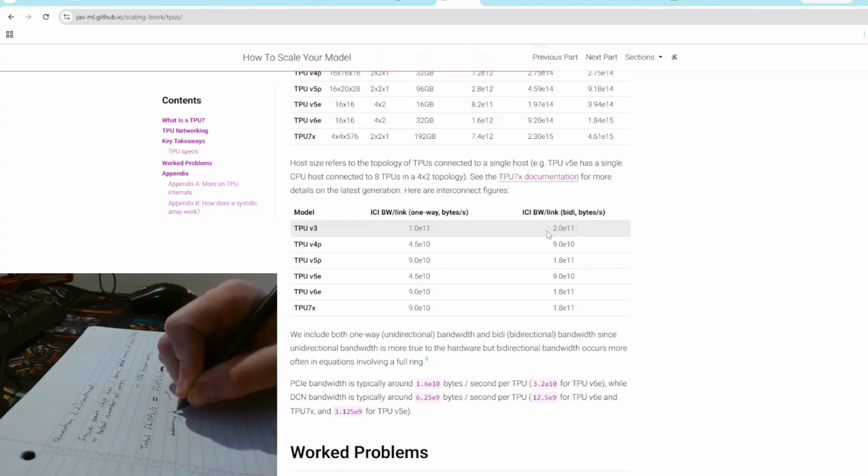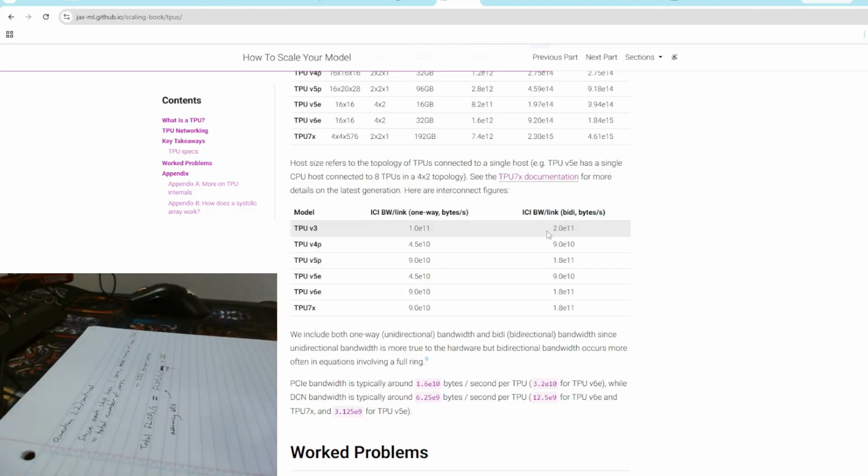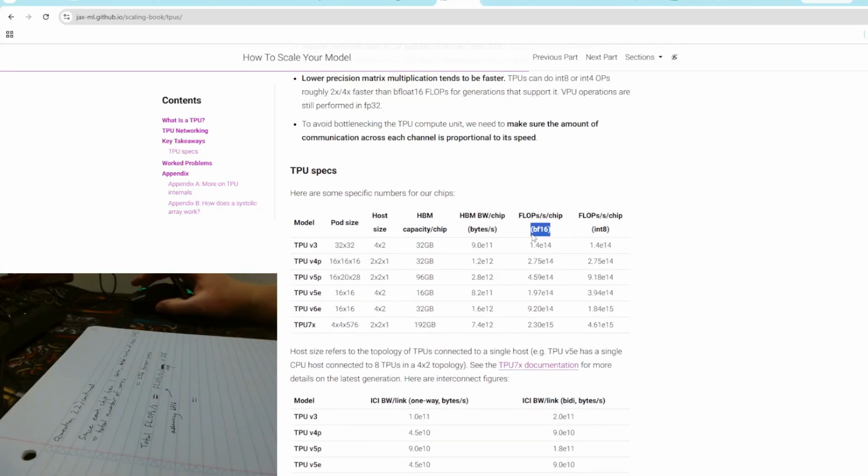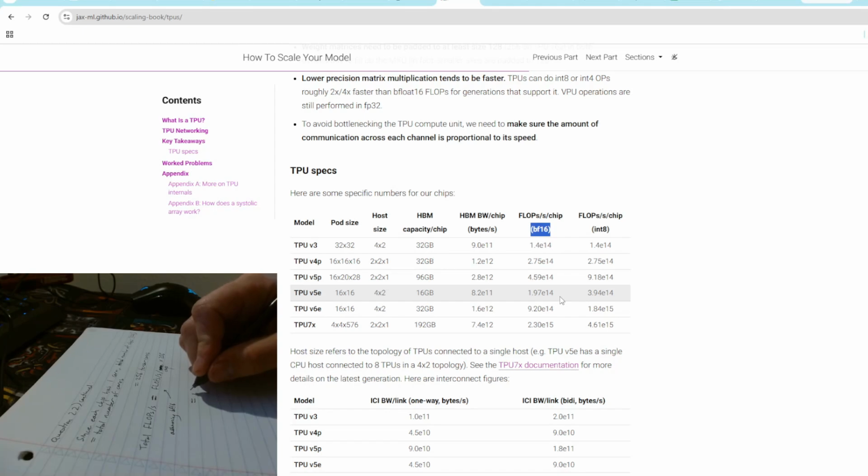Assuming BF16, and let's say total FLOPs per second for V5E equals 1.97E14.